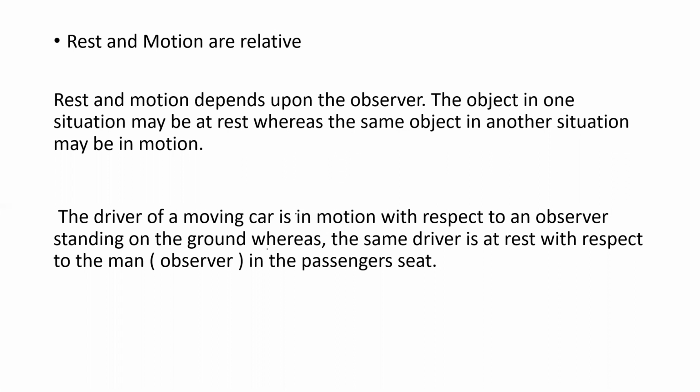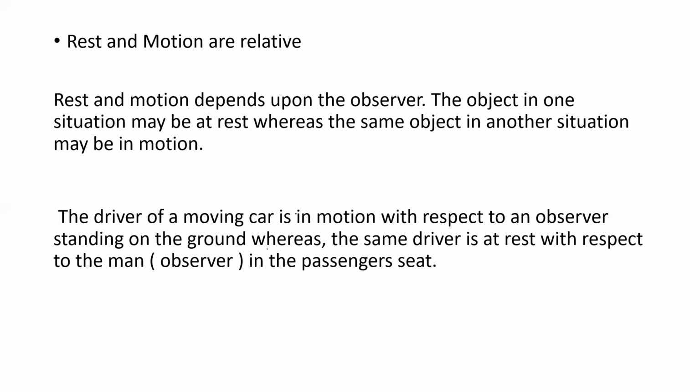A driver of a moving car is in motion with respect to an observer standing on the ground, whereas the same driver is at rest with respect to the man in the passenger's seat. So, simple example, right? For the observer inside the vehicle, both are at rest, but for the observer out of the vehicle, it is in motion. So this is how we can say that rest and motion are relative terms.